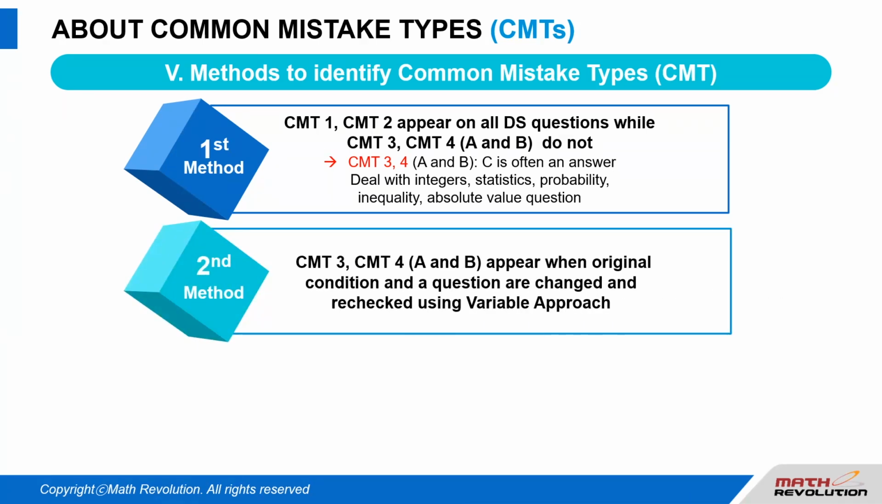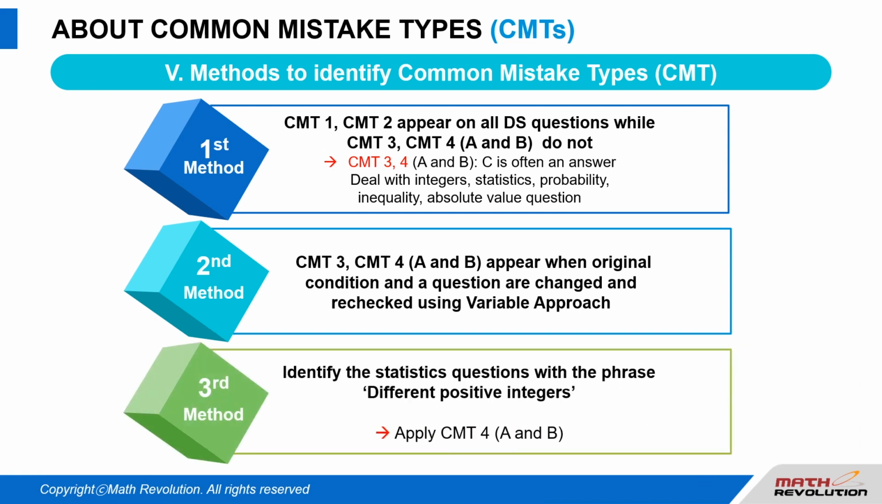The second method is to understand that CMT 3 and CMT 4A and B appear when an original condition and a question are changed and rechecked using the variable approach. This is yet another reason why the variable approach is so useful. When this happens, CMT 4A and B often occurs in the question. If you can distinguish between CMT 3 and CMT 4A and B, it means that you are already good enough to get a score of 50 to 51.